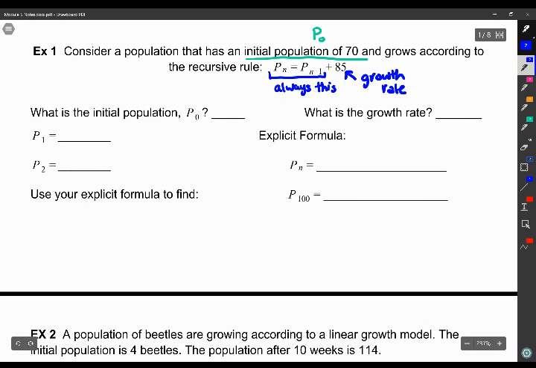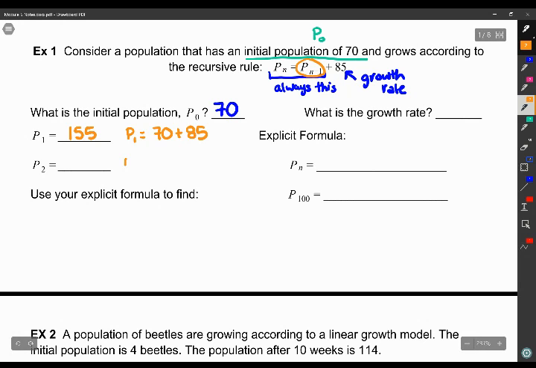So as I look, it said, what is the initial population? That's that P sub 0. So our initial population is 70. And so P sub 1, I would take 70 and I would put it into this spot right here. So I'm going to do P sub 1 is equal to the previous value, which is 70, that's P sub 0, plus 85. And so we get 155.